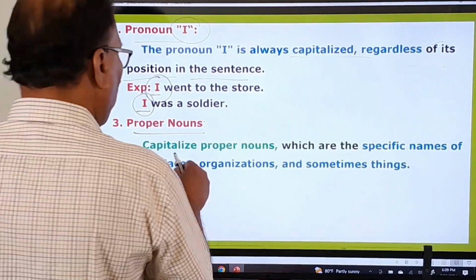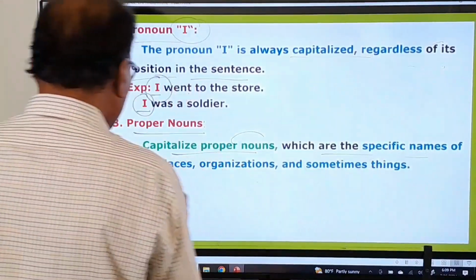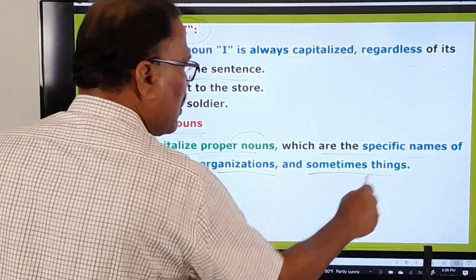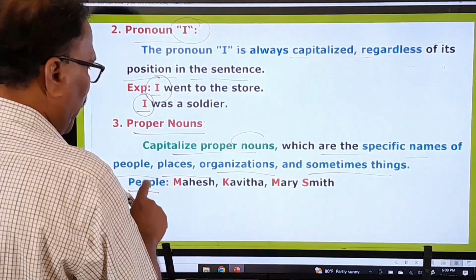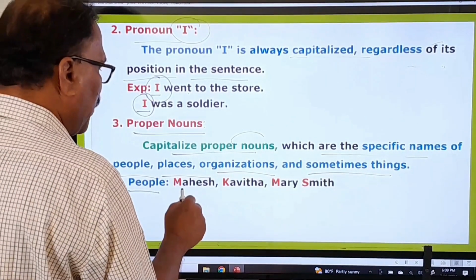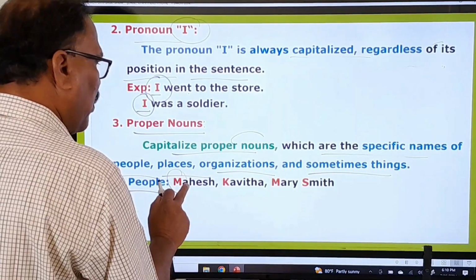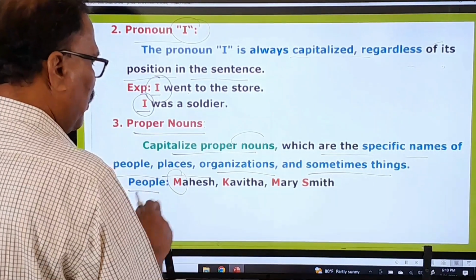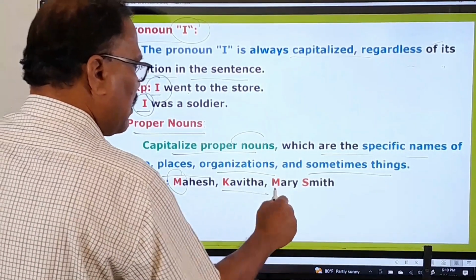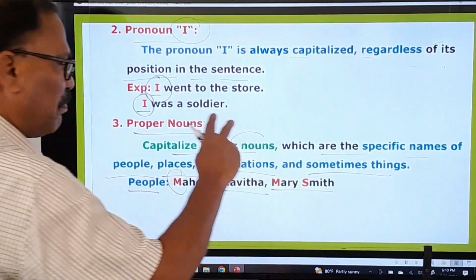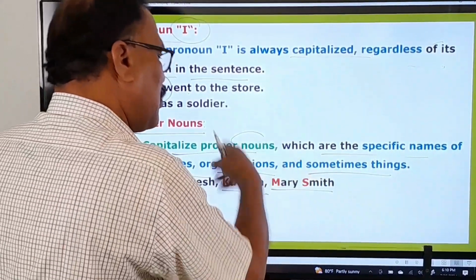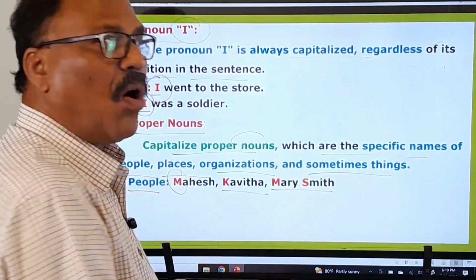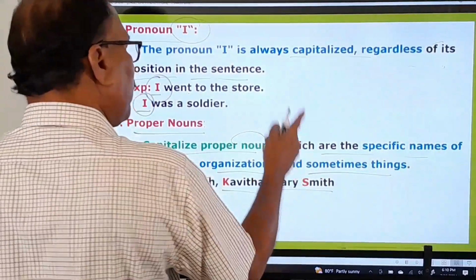Here see, capitalize proper nouns, which are the specific names of people, places, organizations, and sometimes things. Okay, and here you pay attention. For people, a few examples are given. Mahesh. Mahesh is the proper noun. This M, therefore, is capitalized. Kavita, capitalized. Mary Smith. There are two parts in that name. Mary Smith is only one name, but there are two parts in that, so they write each part with a capital letter.